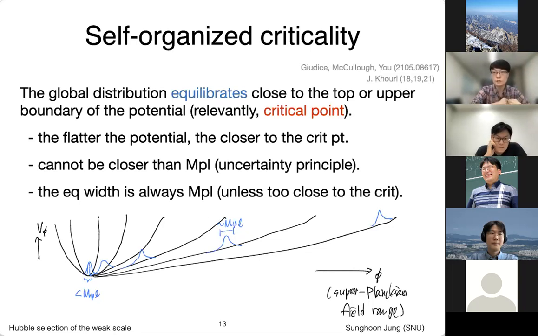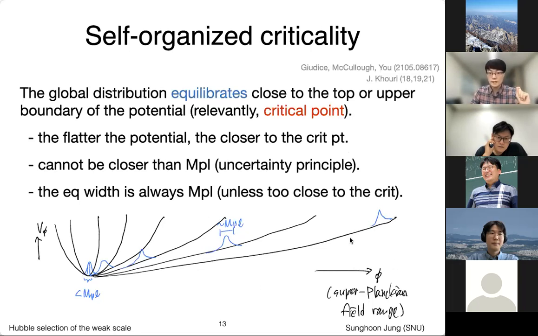Okay. And the distribution starts to climb up toward the highest point, and at some point, it has to make some equilibrium, because Hubble patches that cross the critical point will have a smaller Hubble rate, so they are out of Hubble selection. So it has to make some equilibrium near the critical point. But actually, the flatter the potential, the closer to the critical point. So these blue ones are equilibrium distributions, okay? So the flatter the potential, the closer the equilibrium position is to the critical point. That's one conclusion.